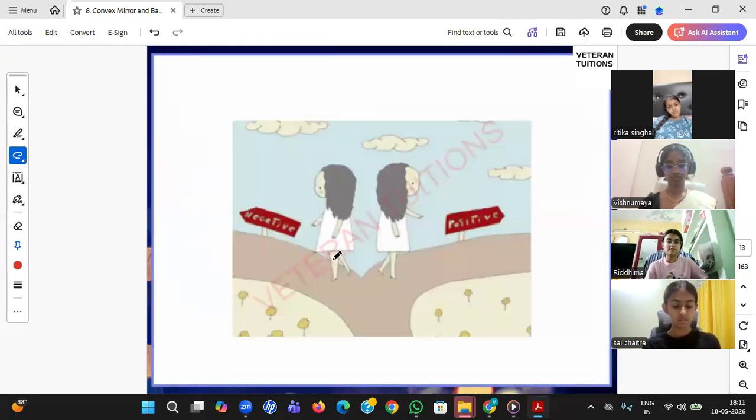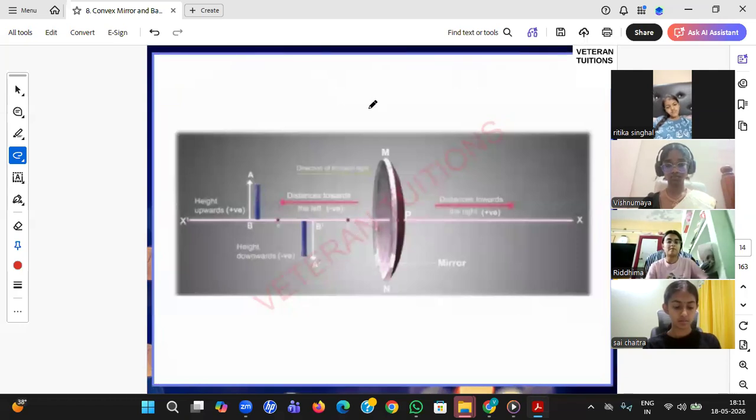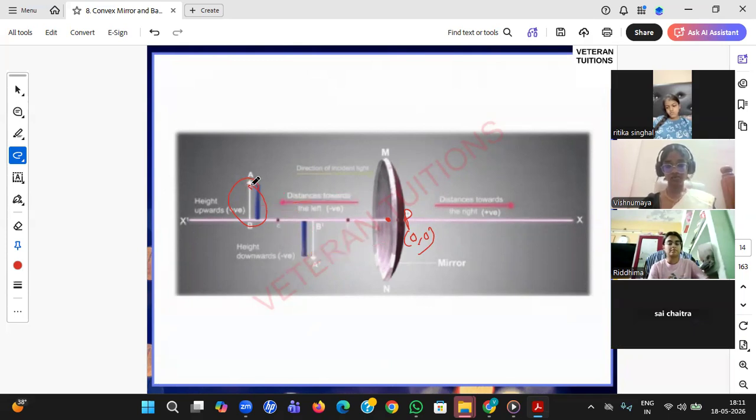Then we went to the sign convention. Whatever mirror you take, always assume the mirror's pole is at the origin, 0 comma 0. Whatever lies to the left is negative x-axis. Whatever lies to the right is positive x-axis. Like you can see, object left side minus, image left side minus. Similarly, when the object arrow points up, it is positive y-axis. When the image arrow points down, it is negative y-axis. So positive height, negative height.